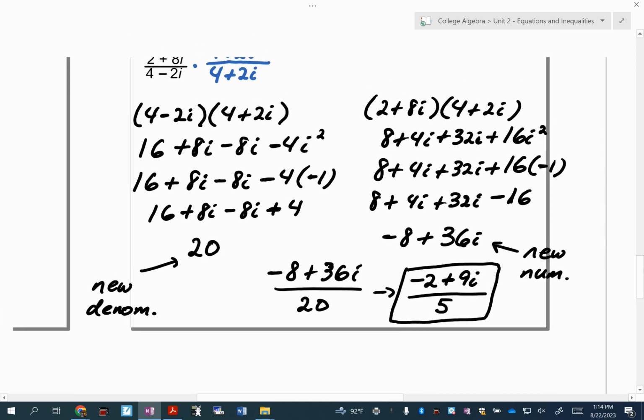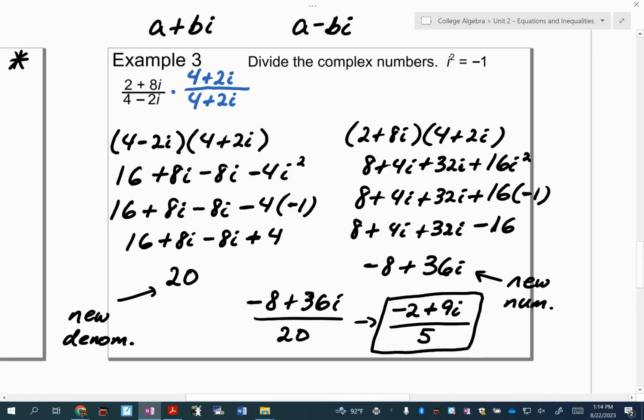So again, that was a division problem, right? It says divide. But did we do any division? No, we did two separate multiplications of complex numbers. All right, so that's it for complex number operations.